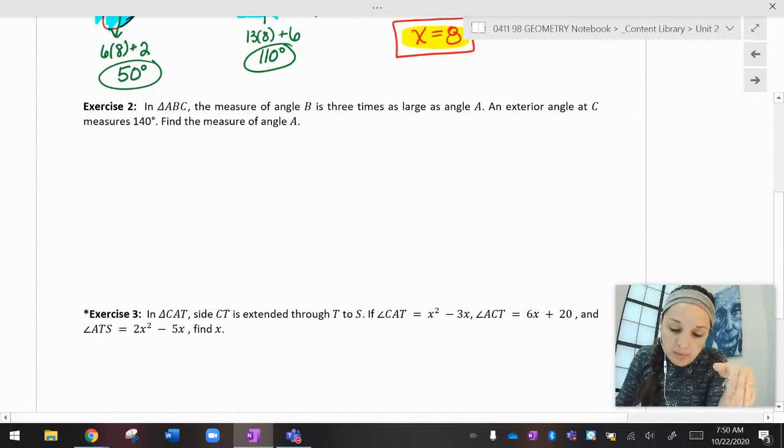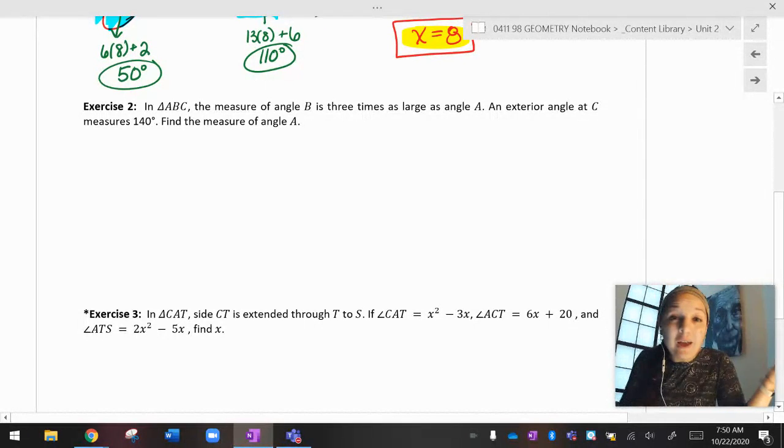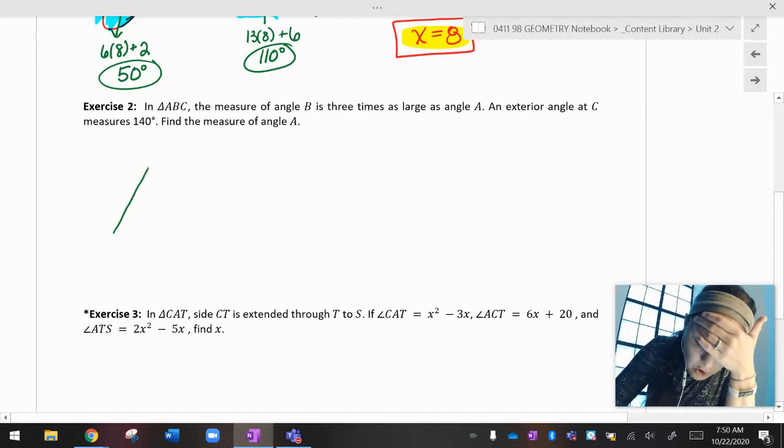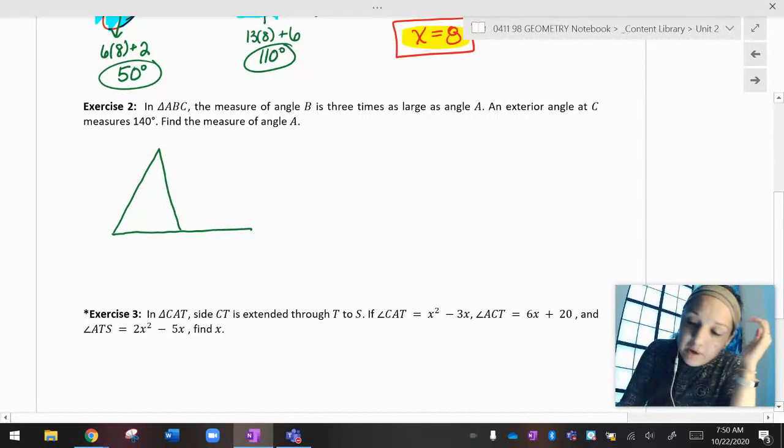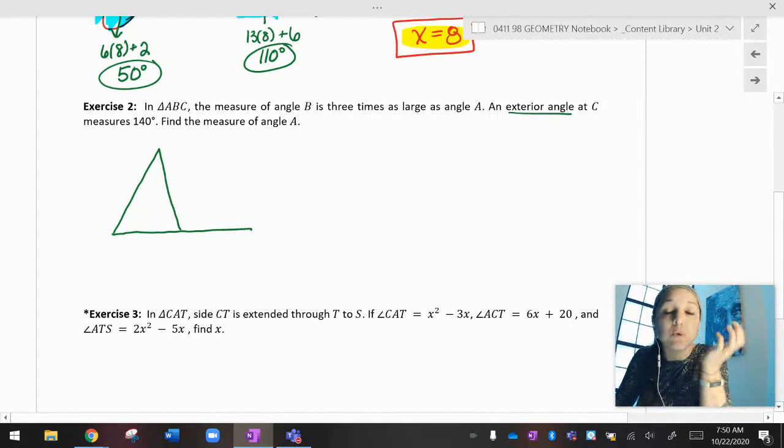In triangle ABC, the measure of B is 3 times as big as A. The exterior angle at C is 140. Find the measure of A. I don't know what to do with that because I don't have a picture. Okay, so I need to draw a triangle, just like we're used to, and extend this because it mentioned an exterior angle, so I know I need to extend one of the sides.